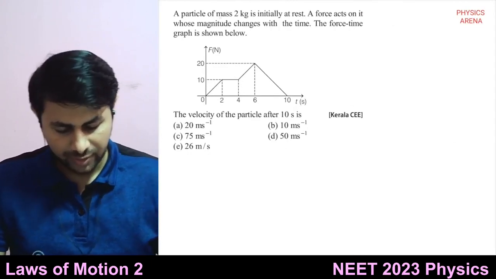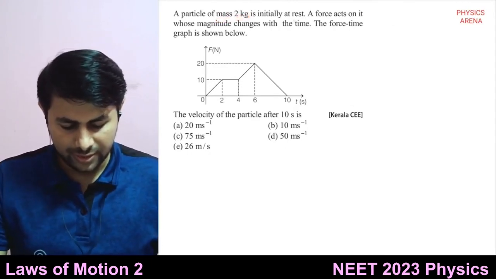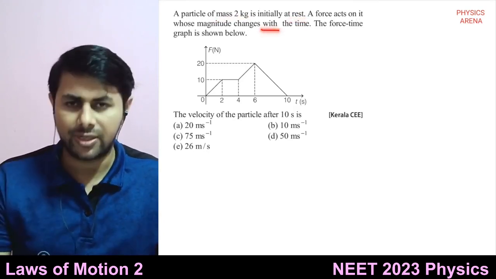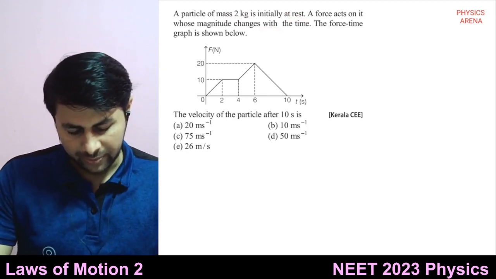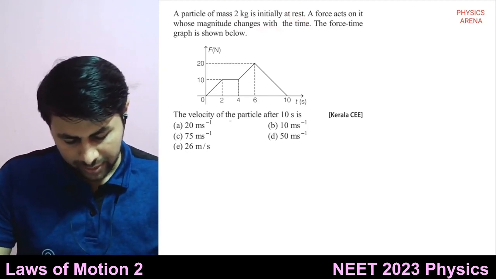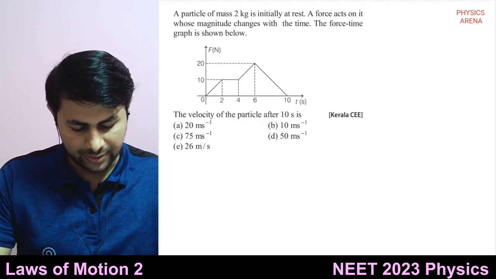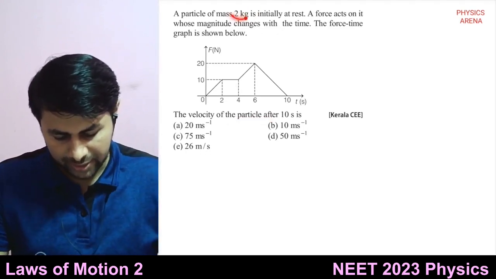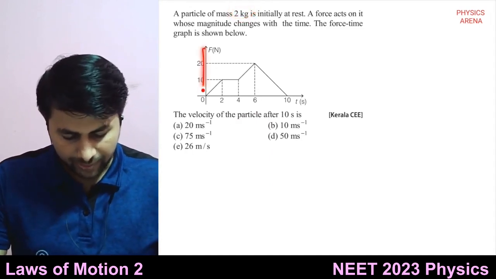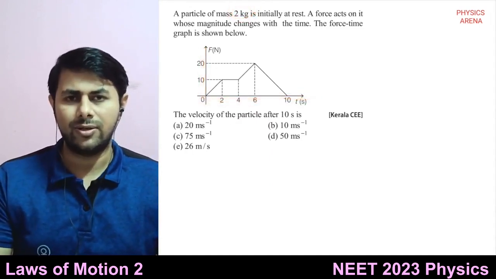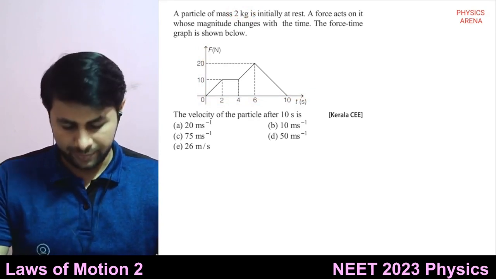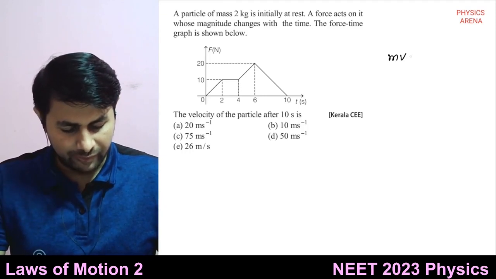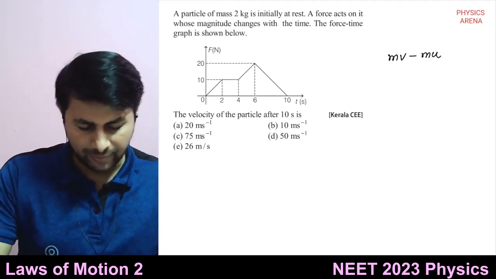Next one. A particle of mass 2 kg is initially at rest. A force acts on it whose magnitude changes with time. The force time graph is shown below. This is the force time graph. The velocity of the particle after 10 seconds is. Okay, so it initially starts from rest and its mass is 2 kg. So the area under this graph will give us what? Change in momentum. It will give us final momentum mv minus initial momentum mu.